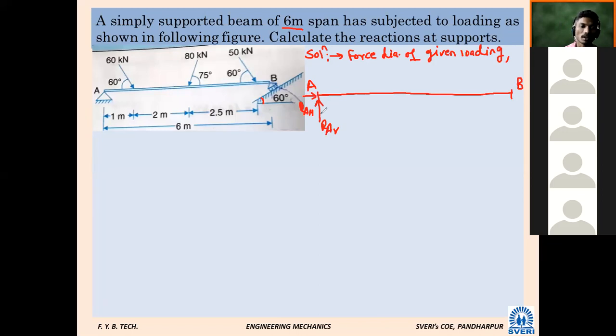One by one. The 60 kilonewton load: what will be its vertical component, downward or upward? Give attention. Vertical component of 60: cos or sine? Sine. 60 sin 60. What about the horizontal component? 60 cos 60. Then the 80 kilonewton load, again it is an inclined one. Vertical component.